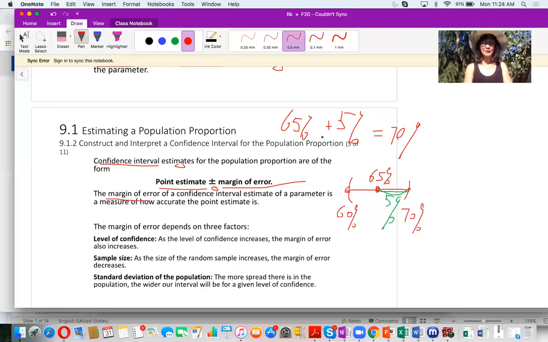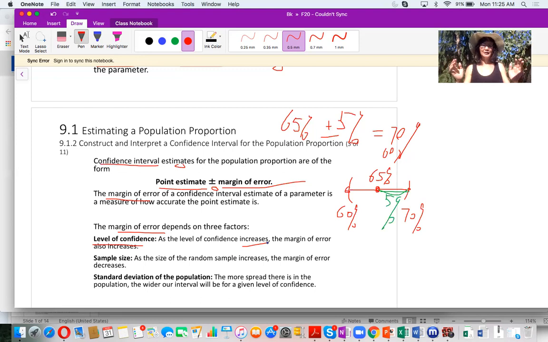Okay. And if you use 65% minus 5%, you get 60%. So that's how you can use point estimate and margin of error to get confidence interval. Margin of error depends on 3 factors. 1, level of confidence. If level of confidence increases, margin of error also increases.